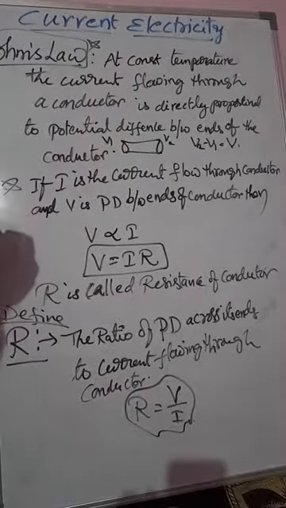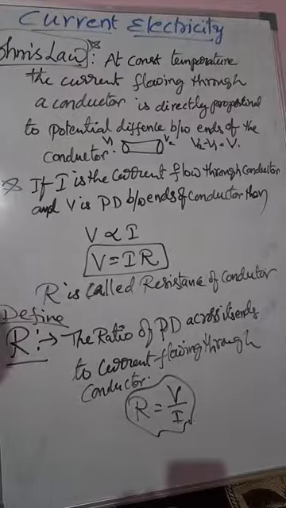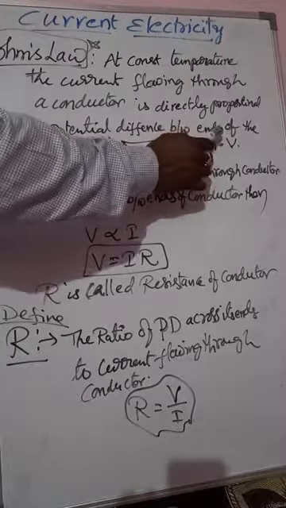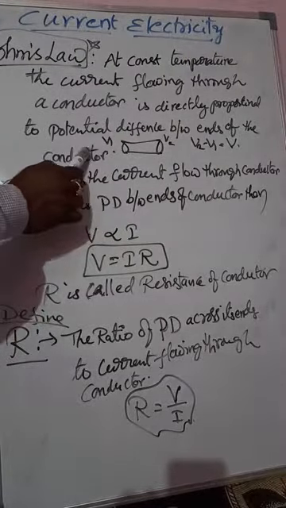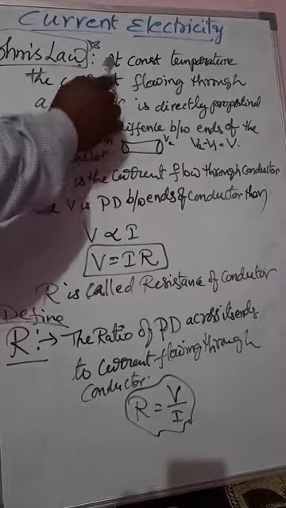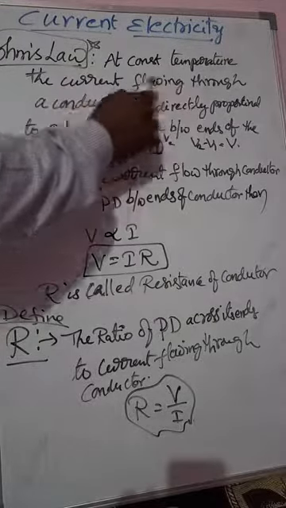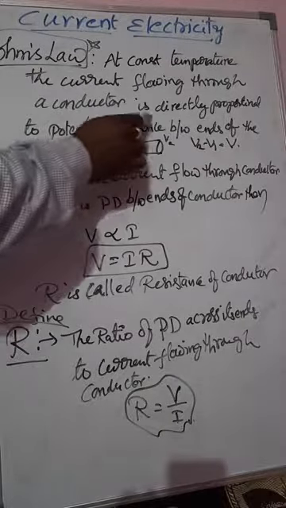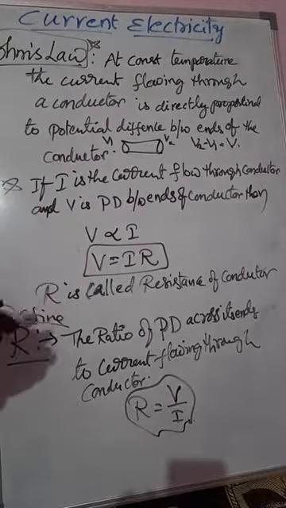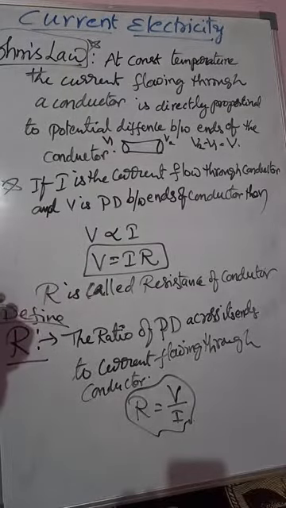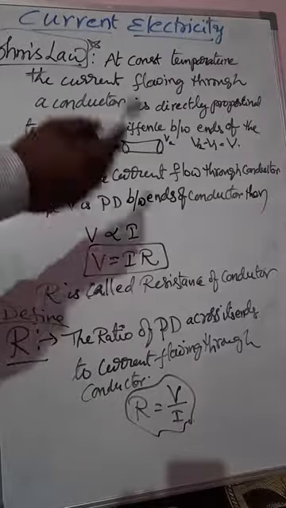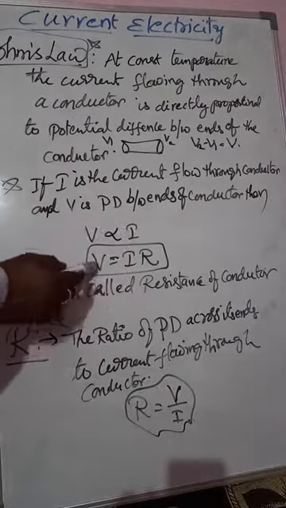Like that. At constant temperature, most important, this Ohm's law. Very important. At a constant temperature, the current flowing through a conductor is directly proportional to potential difference between ends of the conductor. If I is the current flowing through the conductor, and V is the potential difference across the conductor, then V proportional to I, V equal to IR.